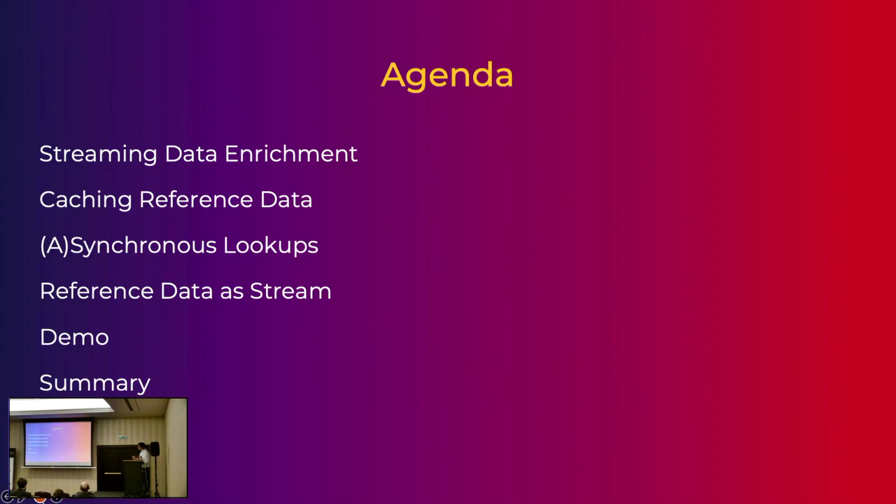Let's have a quick look at what we're going to talk about. First, we'll set the context about streaming data enrichment. Then we're going to talk about some categories of data enrichment. One is the caching of reference data. Second is asynchronous and synchronous lookups. And the third is the reference data as a stream. We'll do a demo, and then we'll wrap up and open up for Q&A.